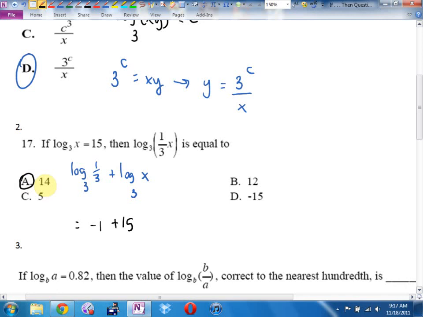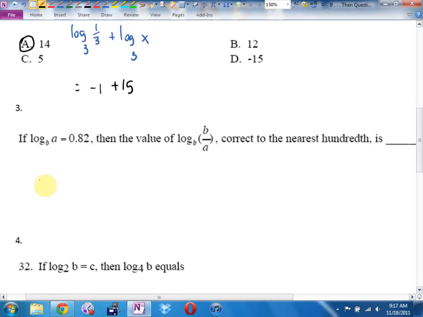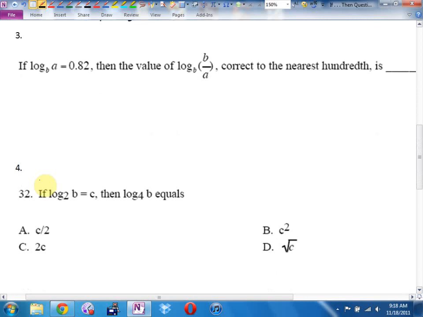Number 3. This is actually from an Alberta provincial exam. On the Alberta exams, they had numerical response. This was a written. If I gave this to you, it would probably be a multiple choice question. But still, we'll handle it. If log base B of A equals 0.82, then the value of log base B of B over A, correct to the nearest hundredth, is... Isabel, see the then? I'm going to work with this thing.